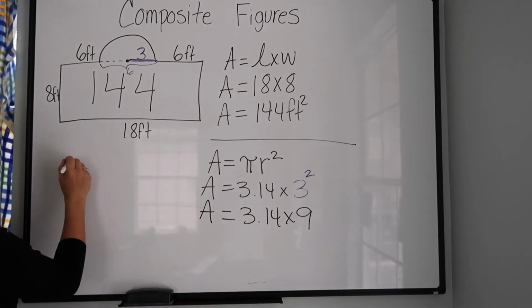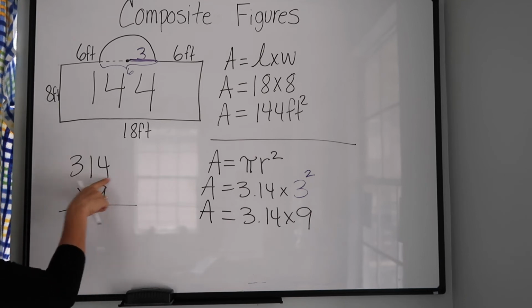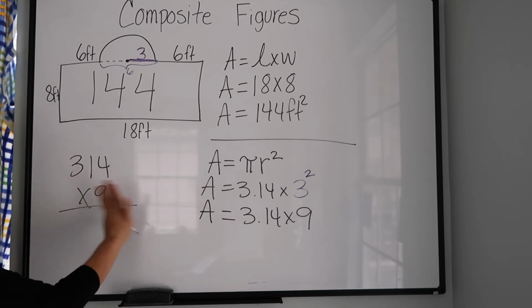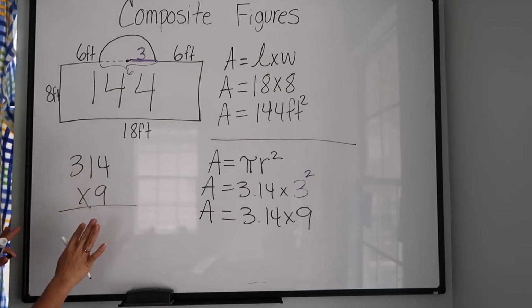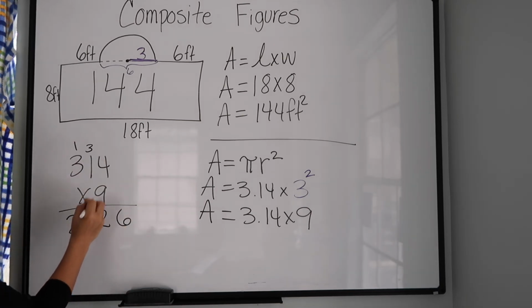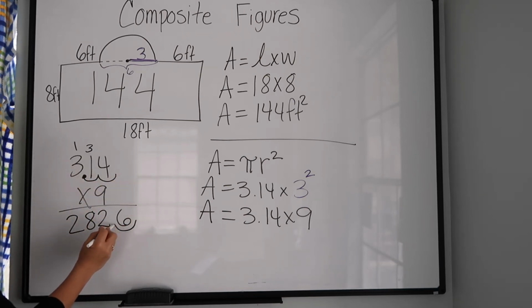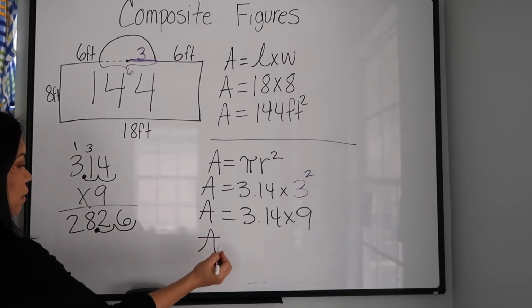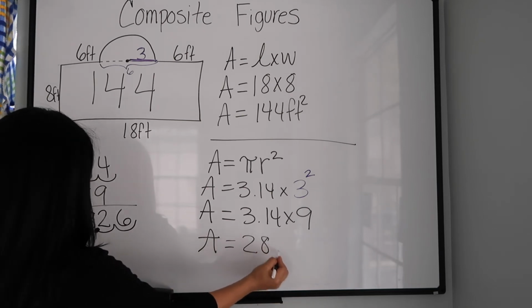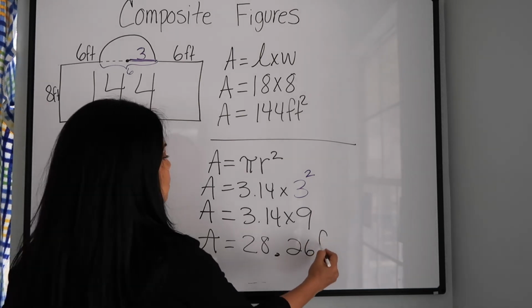Now we can multiply here, 314 times 9. Remember I told you that you can leave the decimal out so that you can multiply normally and then put it back in your answer once you solve it. When you put it back, you count the place value. You just count how many times you move your decimal and you put it back here. So the area of the entire circle is 28.26 square feet.